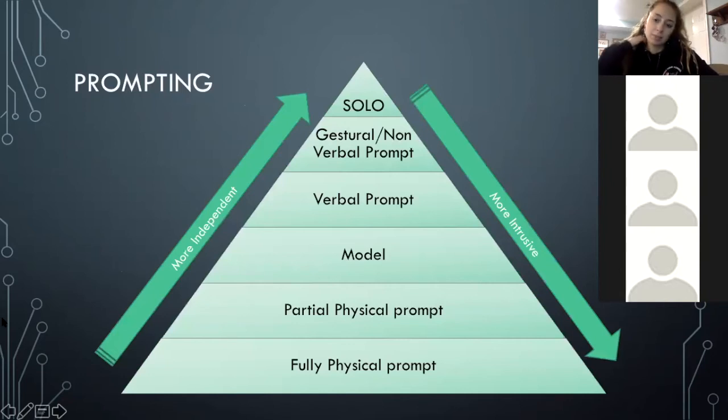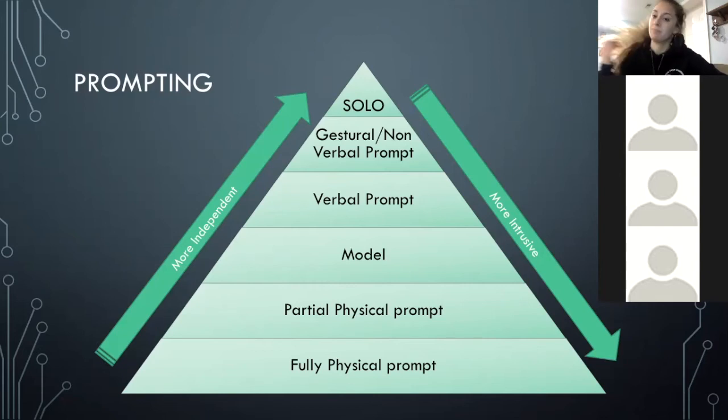So prompting, I know you all know this because we see it every day, but there is a hierarchy of intrusiveness and independence when talking about prompts. So independent: can they do it by themselves? Gestural or nonverbal prompts: maybe I'm asking which one's green, but I'm holding the green card a lot closer to you so that you're going to pick the green card. A verbal prompt: maybe I'm saying their name to get their attention, but I have to say, look at my eyes. That would be a verbal prompt, right?